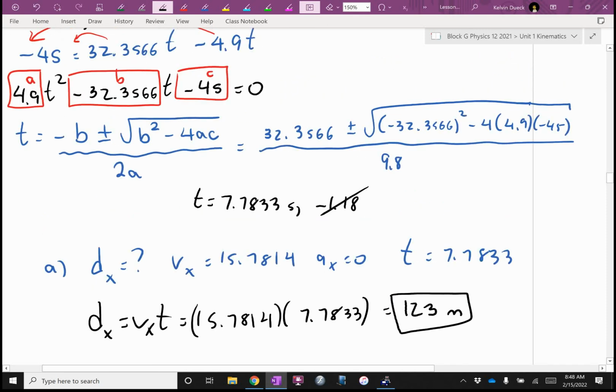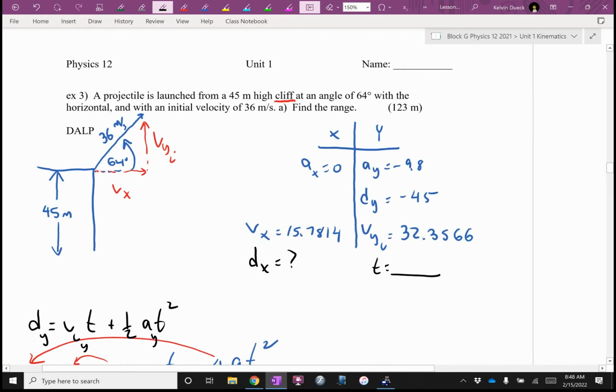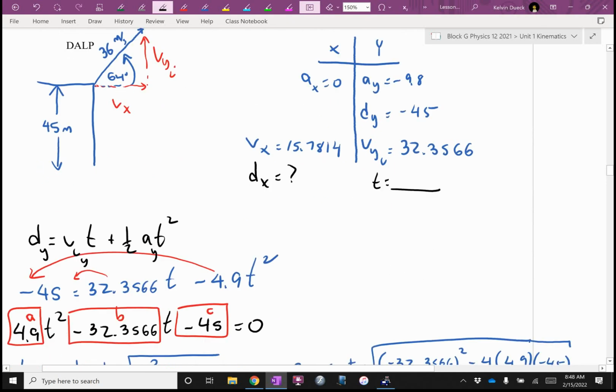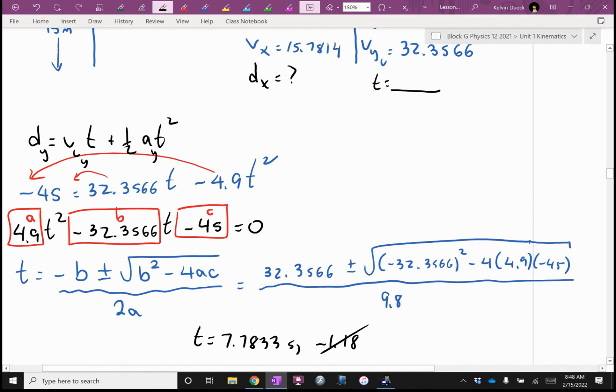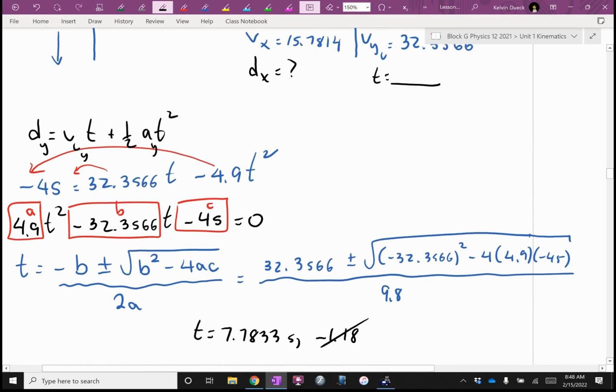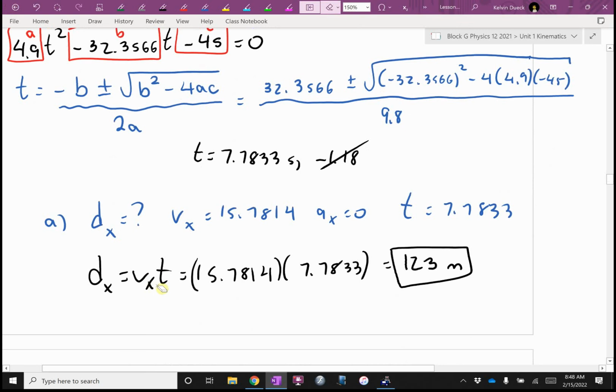I would consider this on its own a pretty good written question for 7 marks, because you can see, Sarah, we did a number of steps. We found Vx, we found Vy, that's 2 steps. We realized that Ax and Ay, that's 3 steps. We found time, that's a 4th and 5th step because it's a pretty complicated quadratic. Then we found dx equals vxt and found an answer. There's a lot of oomph there. That's a Physics 12 question.